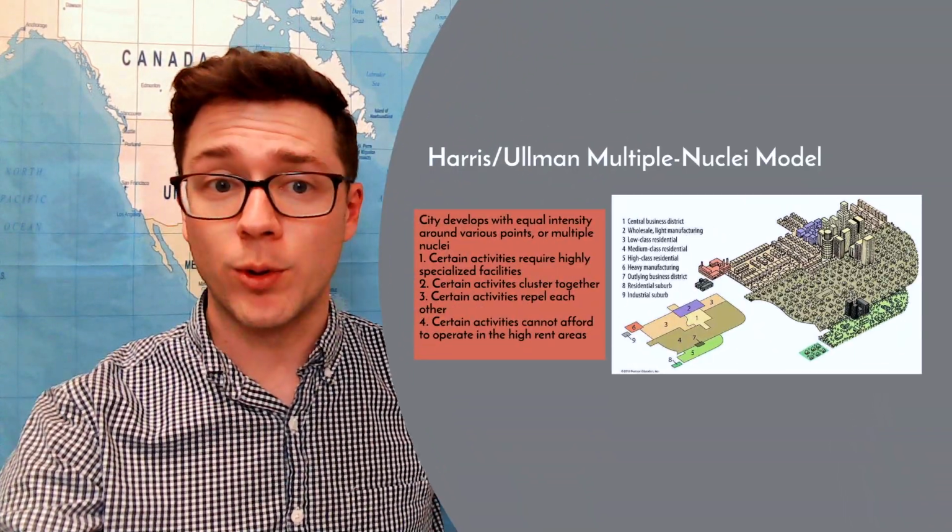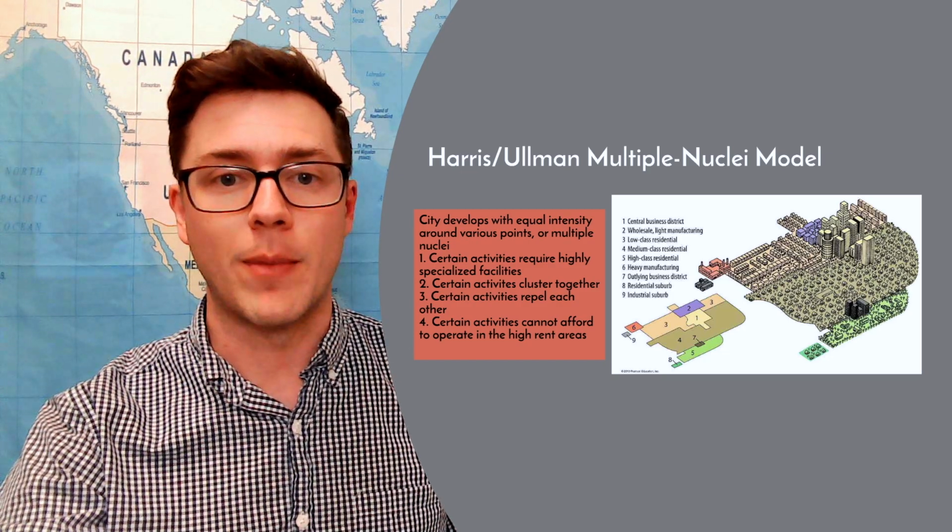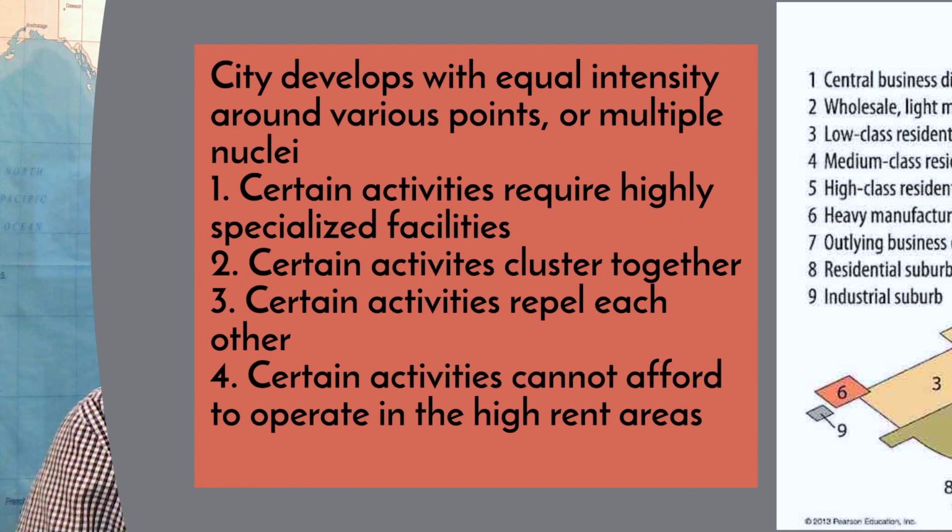Next, we have the multiple nuclei model. That is the Harris-Ullman multi-nuclei model. So this says that cities develop with equal intensity around various points, or multiple nuclei. Certain activities require very specialized facilities.